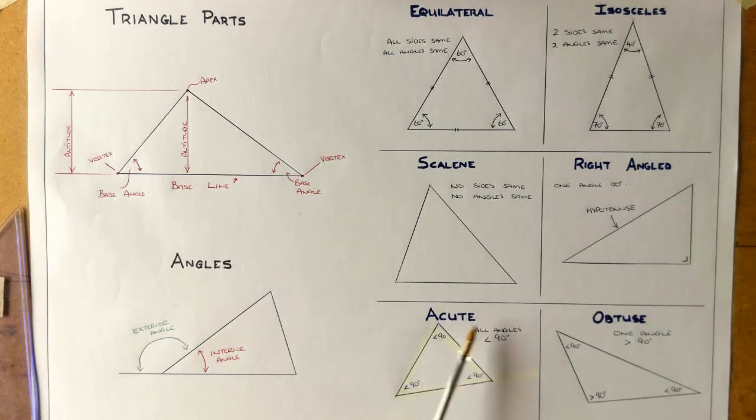And then we have an acute angle triangle, where all the angles in the interior of the triangle are less than 90. And then we have an obtuse triangle, where one angle is greater than 90 degrees, okay?